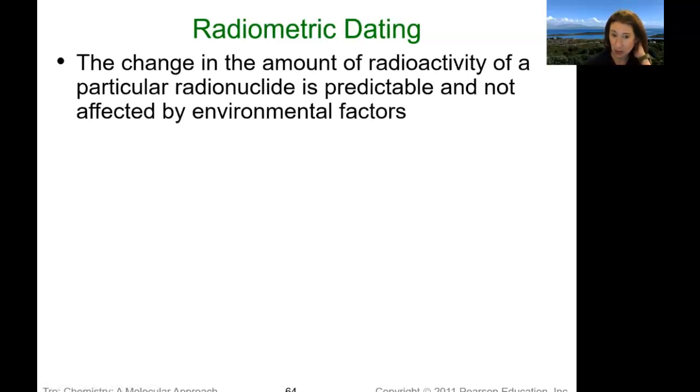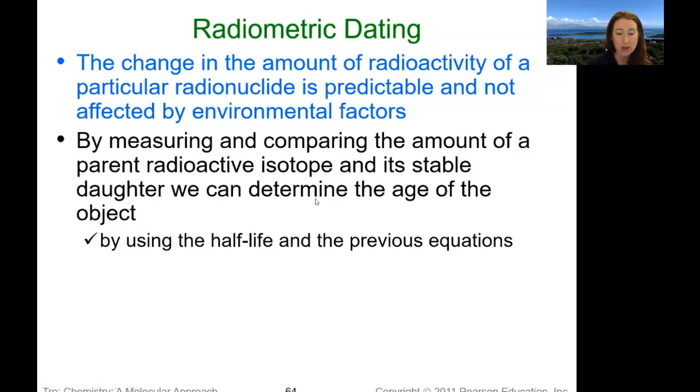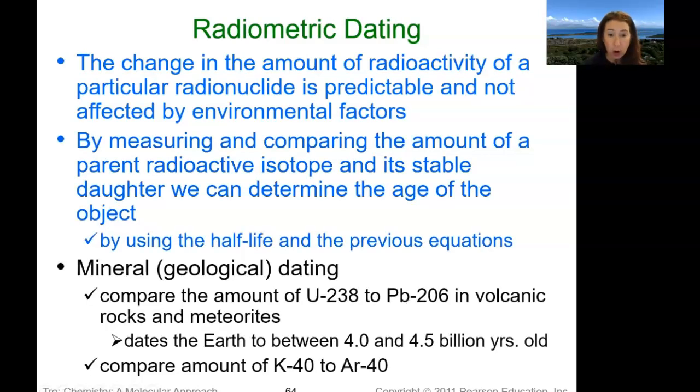Now, radiometric dating. We're going to use that exact form to actually talk about radiometric dating. How do we figure out how old things are based on the degradation of the radioisotopes? The nuclide is going to degrade at a specific rate, and we're going to use that to date things. We're going to measure and compare the parent radioactive isotope and the stable daughter isotope to figure out the age of an object. We're going to talk mostly about carbon dating, but in geological dating, they use uranium-238 to 206. Remember the one I told you was a billion years?